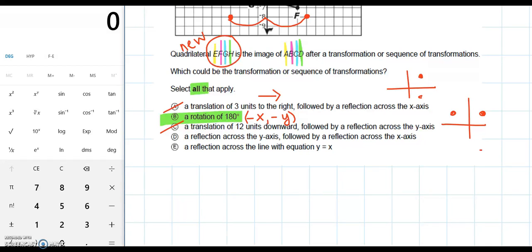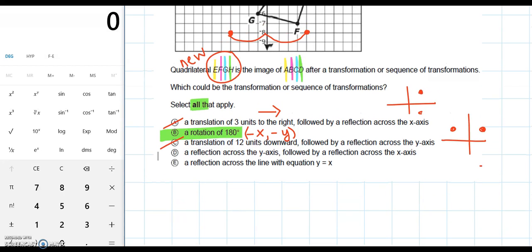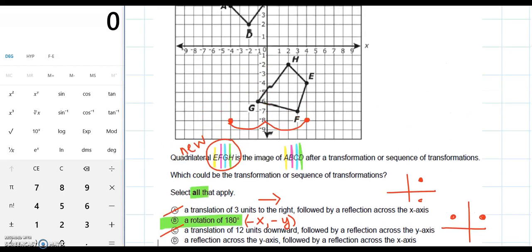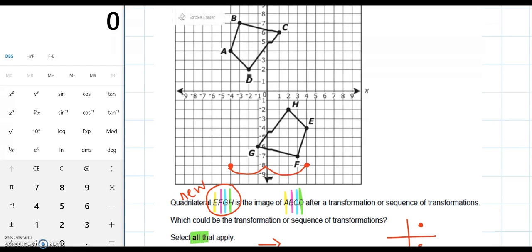D, a reflection across the y-axis followed by a reflection across the x-axis. All right, now these can be done in either order. You can reflect across x and then y. It's up to you. That's something that you'll notice as you start to do more of these, but let's just try this one out. So I'm taking A, reflecting across the x-axis and the y-axis.